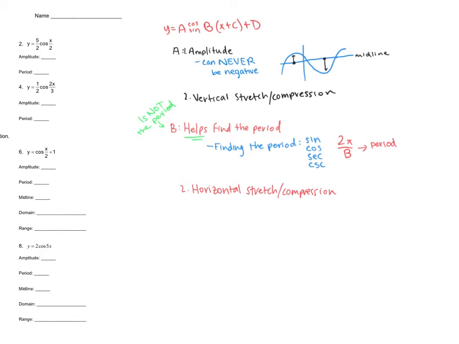Now let's take a look at our c value. So here we have c. Our c value first determines our right and left shift. These could also be called horizontal phase shifts. Now, that in itself is a transformation. So the c value directly determines a transformation.